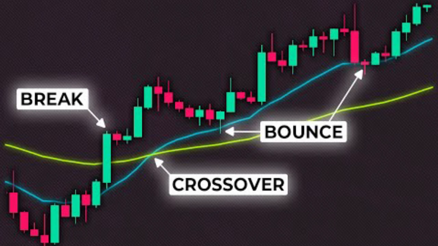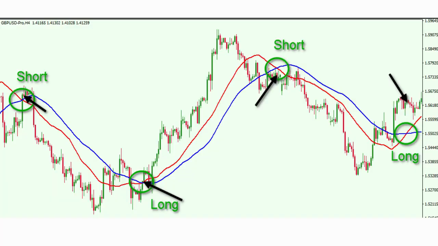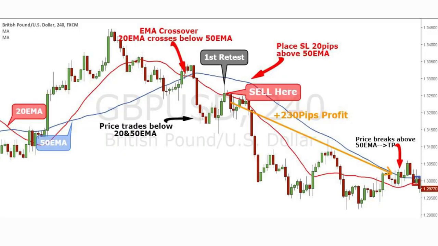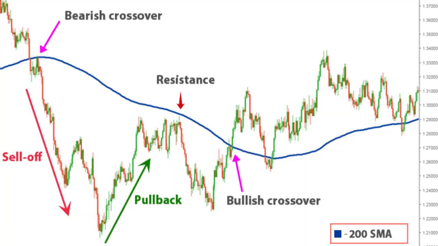We also have two moving averages, the faster moving average and the slower moving average, where we watch for crossover. If the faster moving average crosses above the slower moving average, it means an uptrend has begun. And if the faster moving average crosses below the slower moving average, it means the downtrend has begun. Another way that traders use the moving average strategy is whenever price is above the moving average, they look to buy only. And whenever price is below the moving average, they look to sell only.